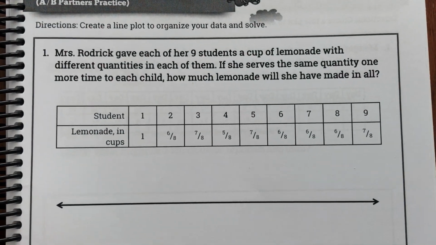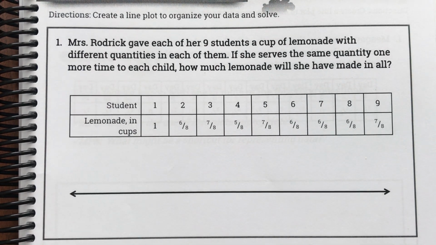And here is our first problem. It says, Mrs. Roderick gave each of her 9 students a cup of lemonade with different quantities in each of them. If she serves the same quantity one more time to each child, how much lemonade would she have made in all?